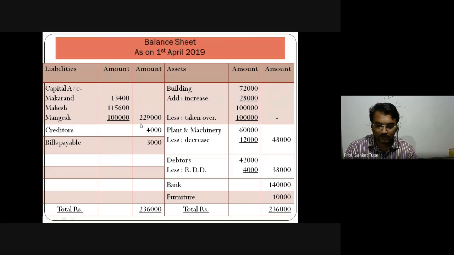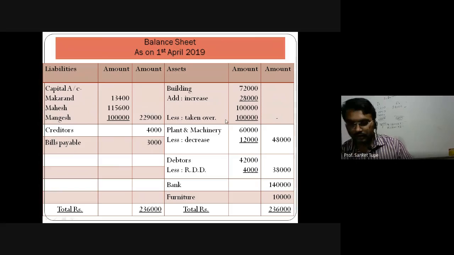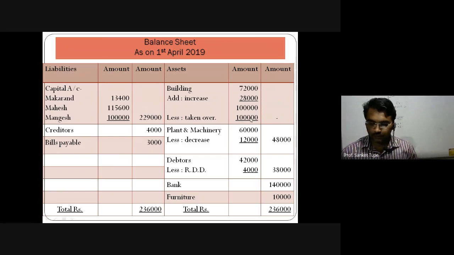Then you can see the capital balances on the liability side, balance sheet as on 1st April 2019, the total of capital, then new balances. Creditors amount is 4,000 and 3,000 bills payable. It's never changed. Reserve fund था ही नहीं, general reserve था ही नहीं, distribution भी नहीं है. ओके. बिल्डिंग 72,000 ओरिजिनल वैल्यू था, इंक्रीज हुआ 28,000 से. टेक ओवर किया एक पार्टनर ने, वो मकरंद ने, 1 लाख रुपीज को. सो फिगर इज दिल इन द आउटर कॉलम.